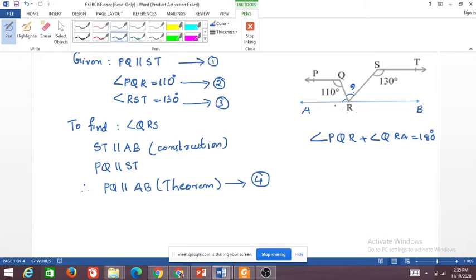Ramya, do you want to try how the sum of these? Interior angles on the same side of the transversal, ma'am. Yeah, so angle PQR and angle QRA are interior angles on the same side of the transversal. So how did you get the sum to be 180 degrees? How do you know their sum is 180 degrees?